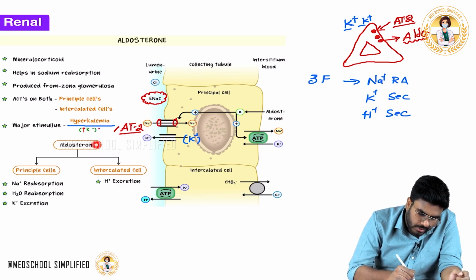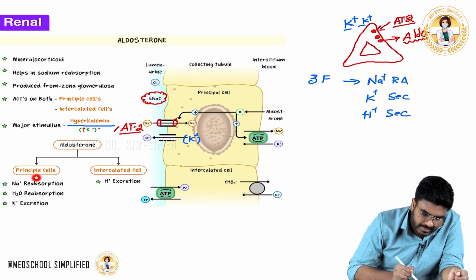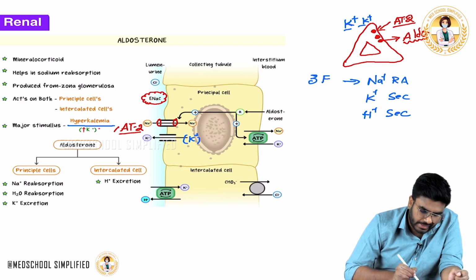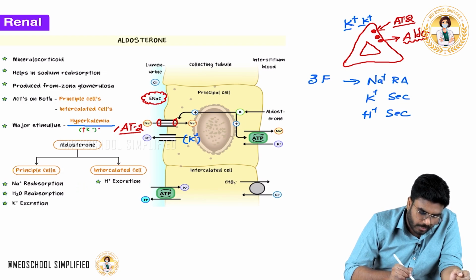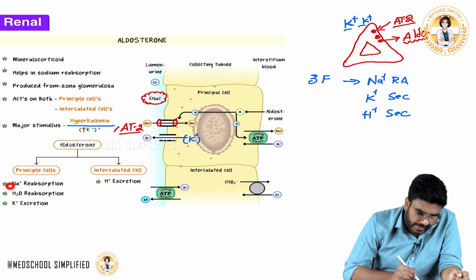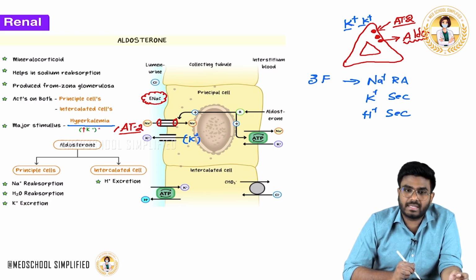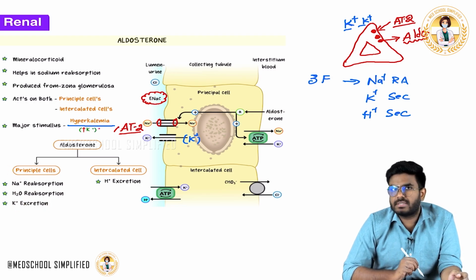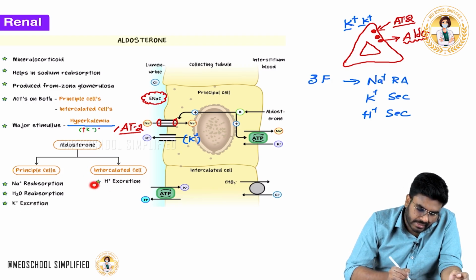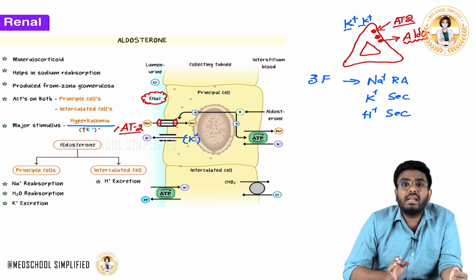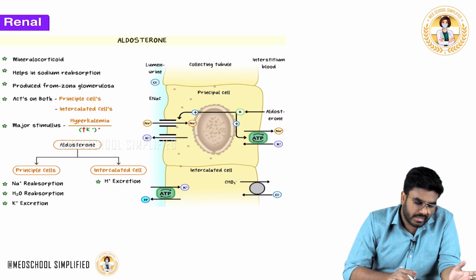Now see here guys, aldosterone acts on the principal cells as well as the intercalated cells. If it acts on the principal cells, sodium is reabsorbed, and along with the sodium, some amount of water will also be reabsorbed. Not only that, in exchange for sodium, potassium is going to be secreted. All these are happening in the principal cells. In the intercalated cell, protons are secreted, thrown out of the body. So these are some important points regarding aldosterone.